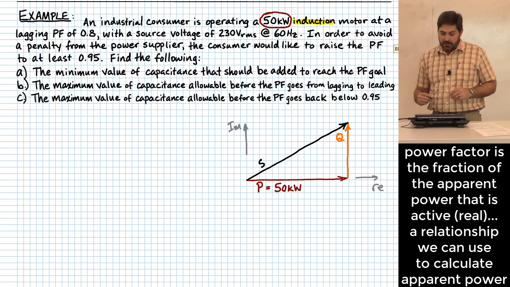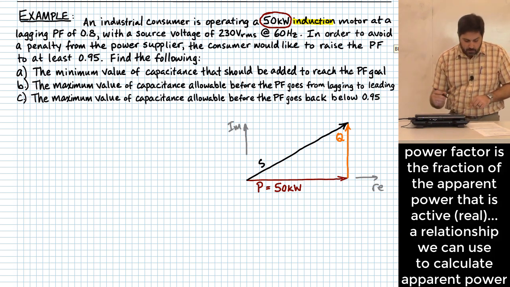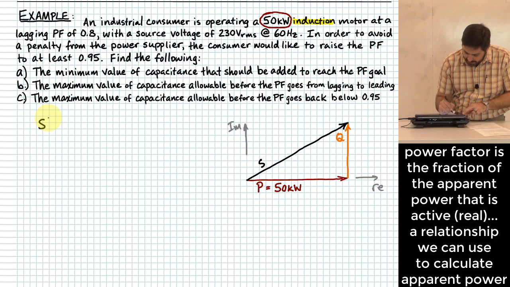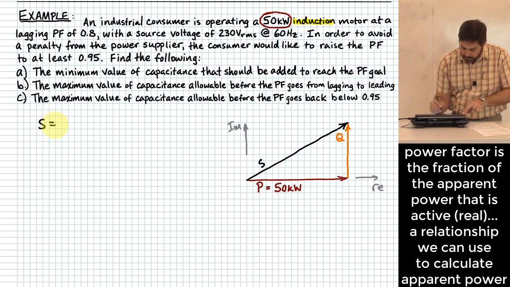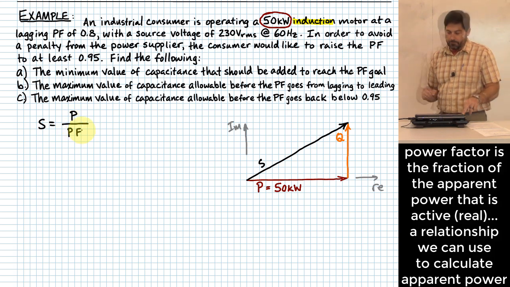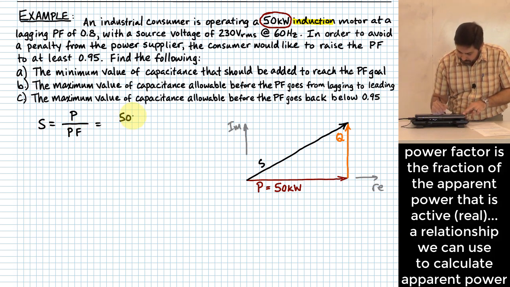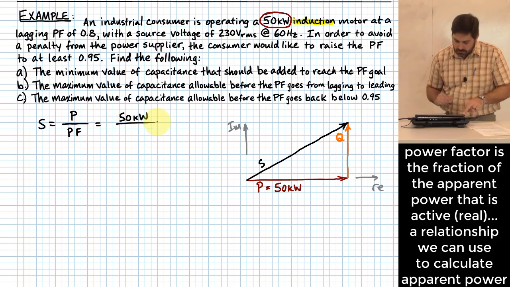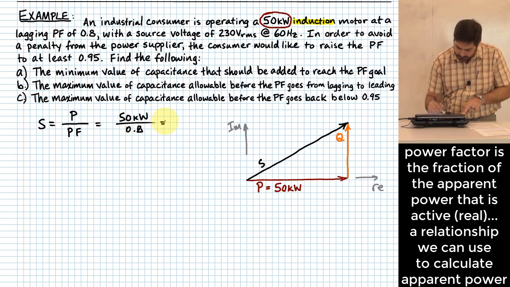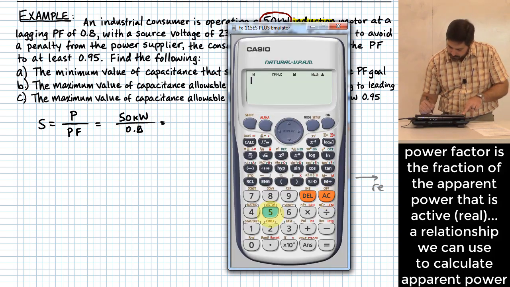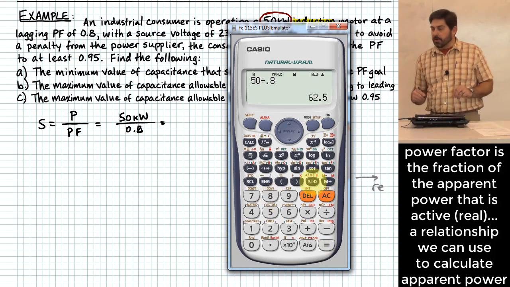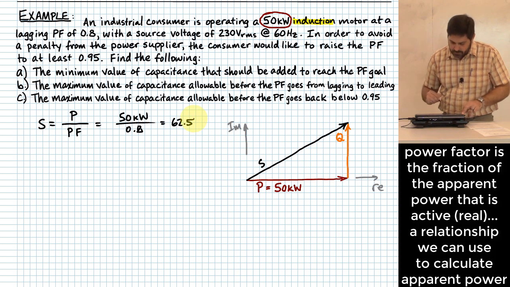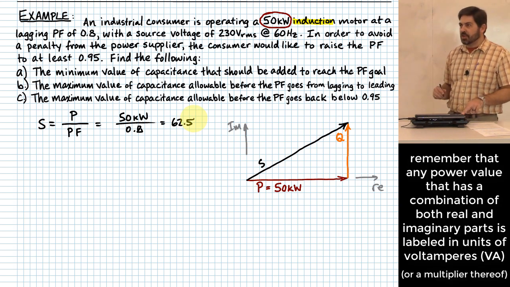Let me give you a little bit more. One of the formulas that we had available for us to use was that apparent power, S, is equal to your real portion of your power, sometimes they call that active power, divided by your power factor. So what is that for us? This is going to be 50 kilowatts divided by 0.8, right? So 50 divided by 0.8, and that gives me 62.5. Now what units should I label this with?